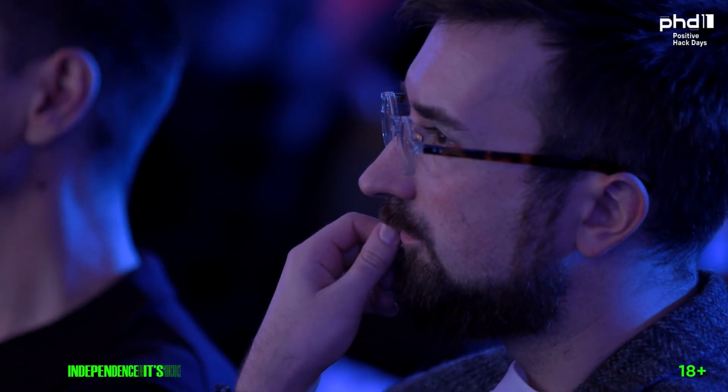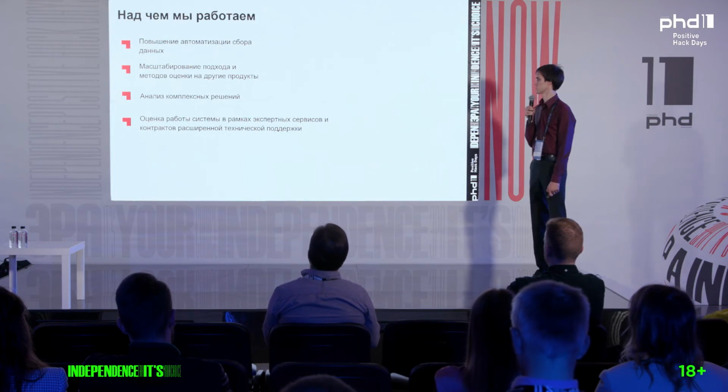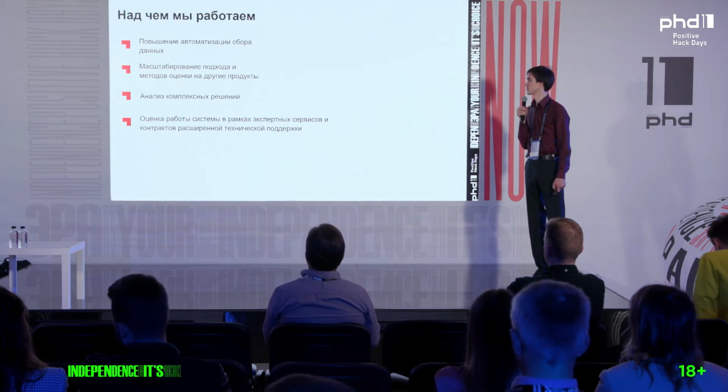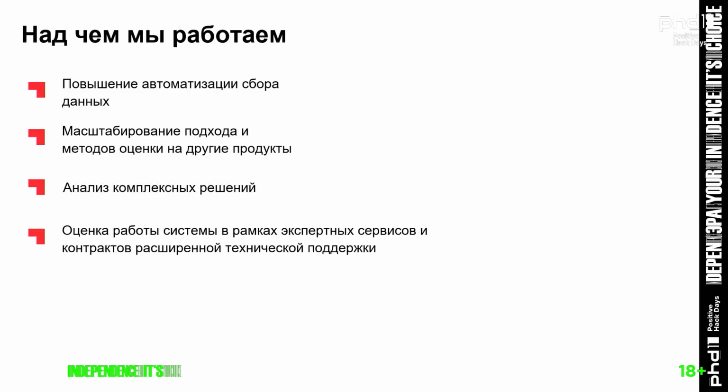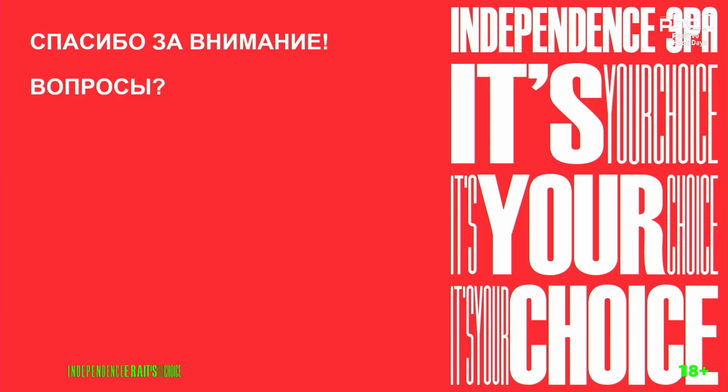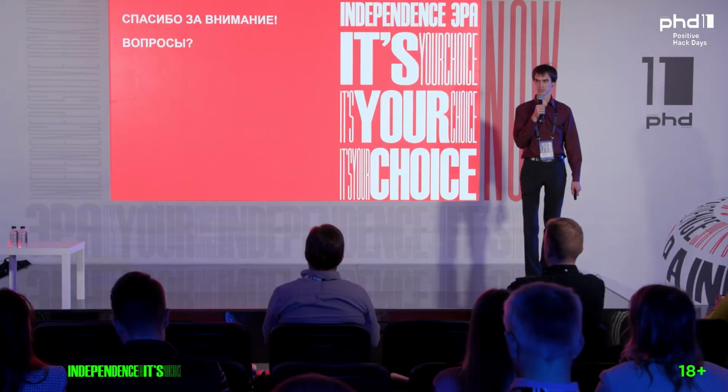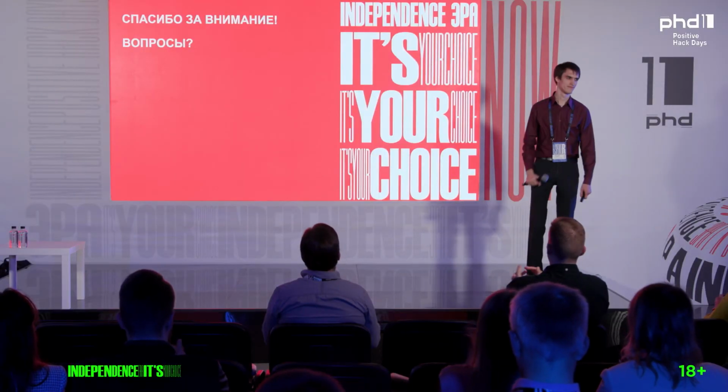This is it for the technical part. Let me tell you about what we're working on right now. We are trying to increase the automation level of our checks, while scaling our methods and assessments for other products. We're also doing analysis of comprehensive solutions, and we're also doing assessment of the performance of the system as part of expert services, and we're expanding the support providers.